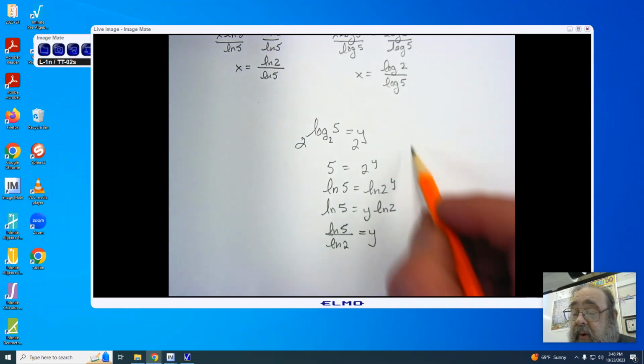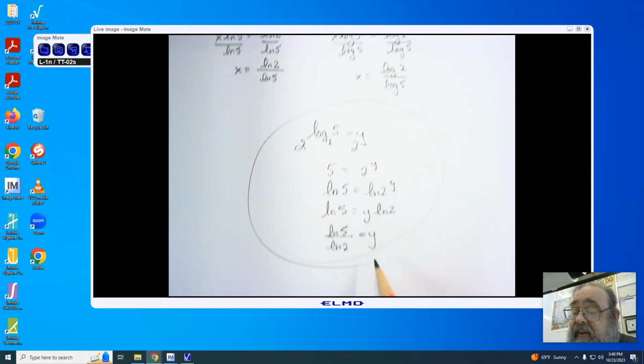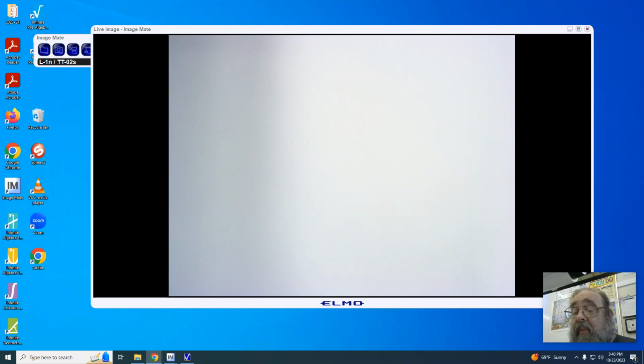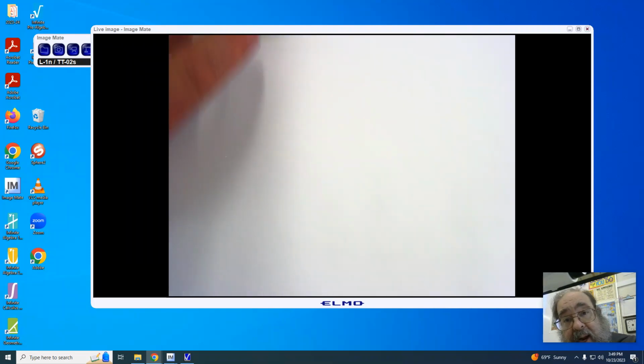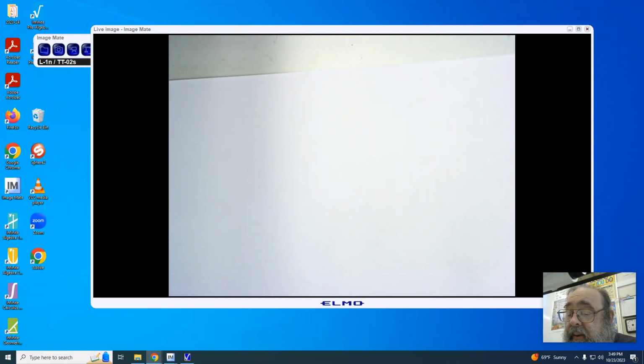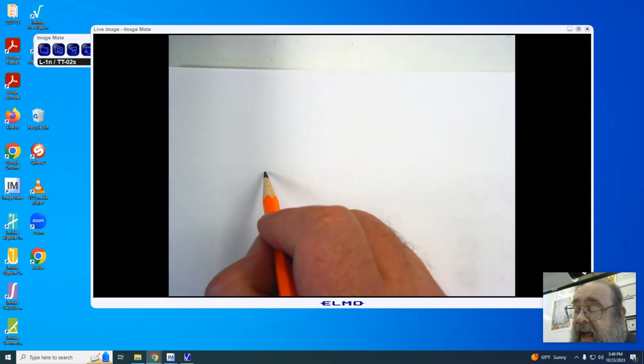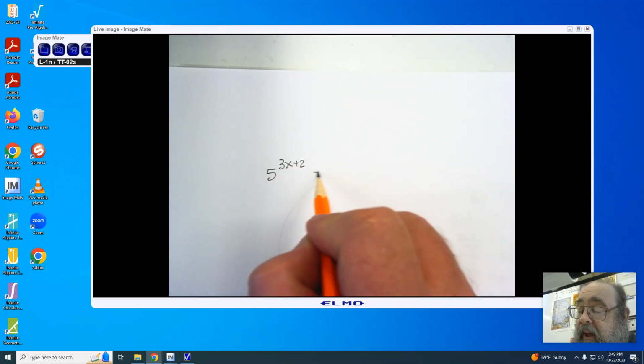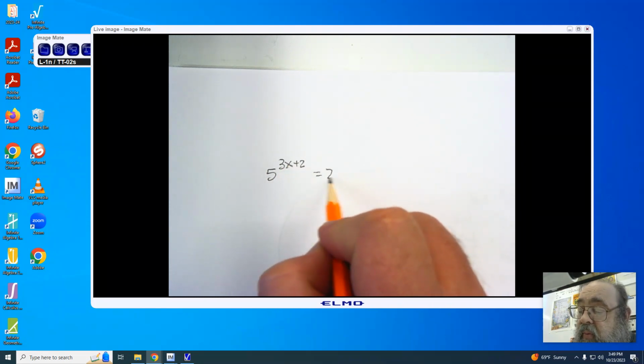Okay? So you'll notice this is how I did my change of base, and this is how I solve by exponentiation. Let's try a little bit more difficult problem this time. In the next level of the problem, we're going to have a binomial as an exponent. So let's now make it 5 to the 3x plus 2 equals 26.